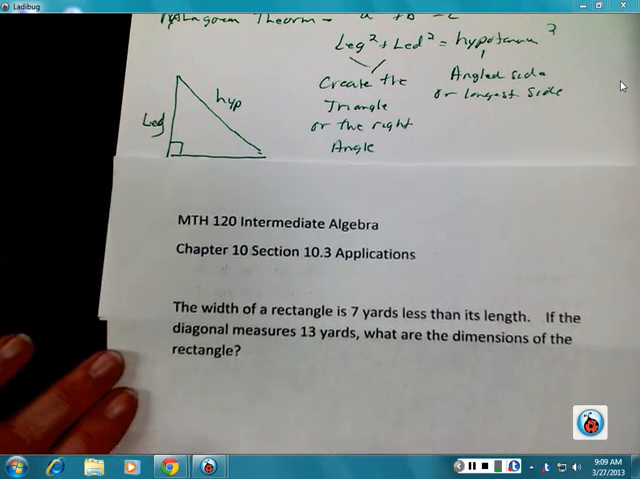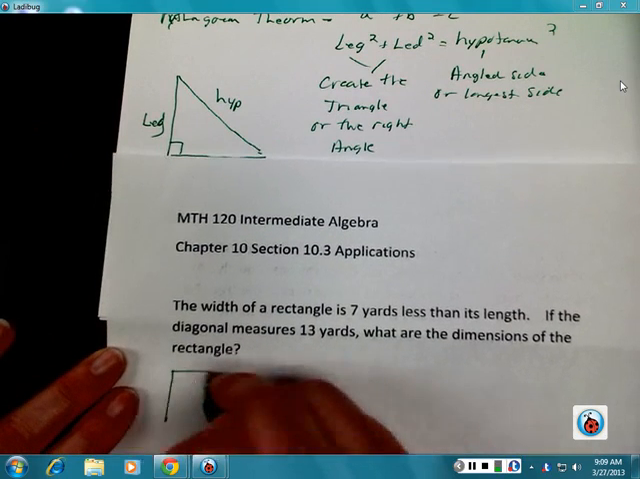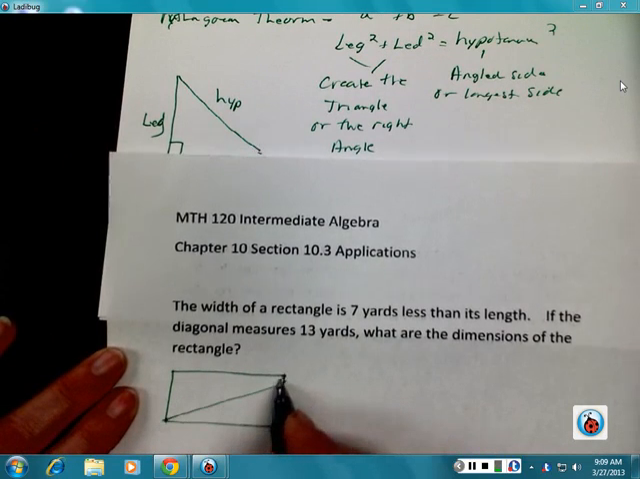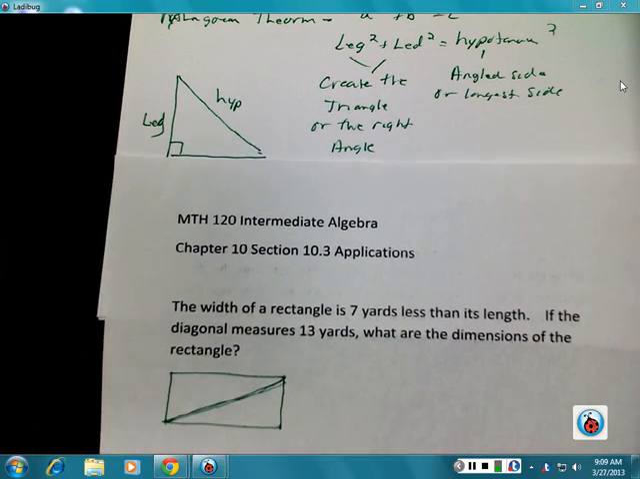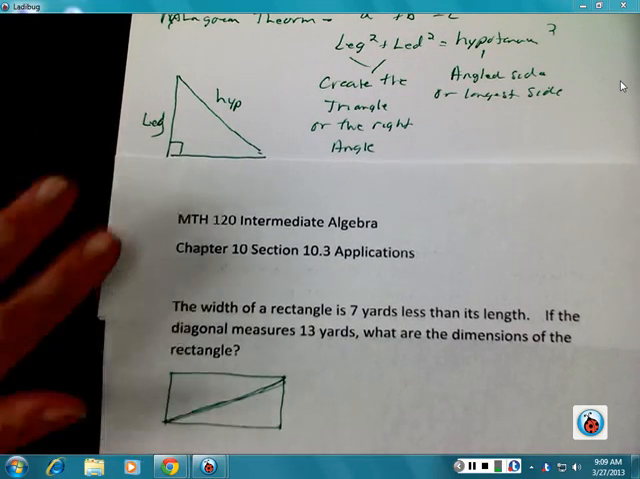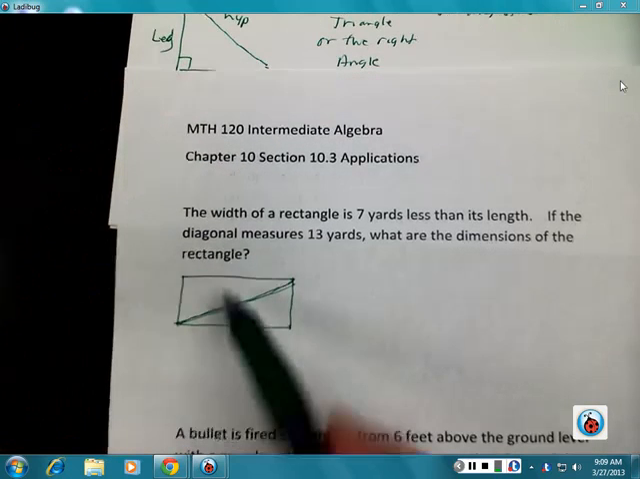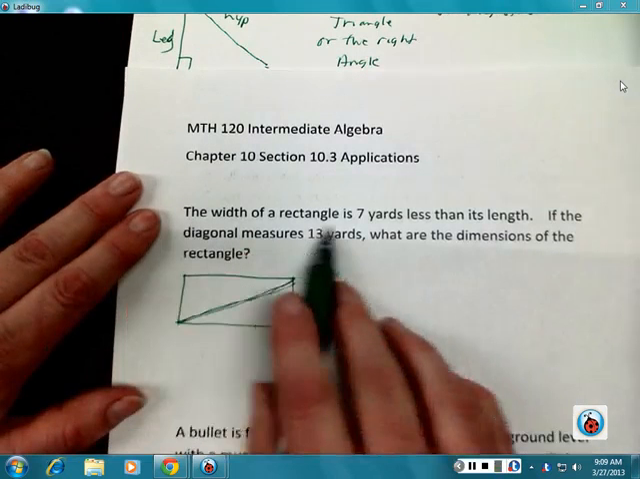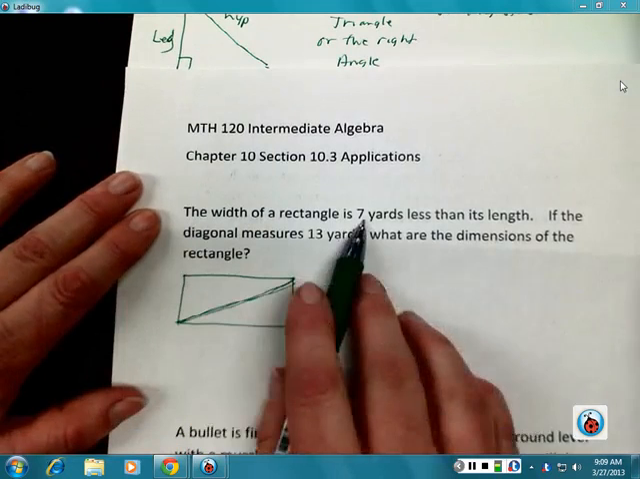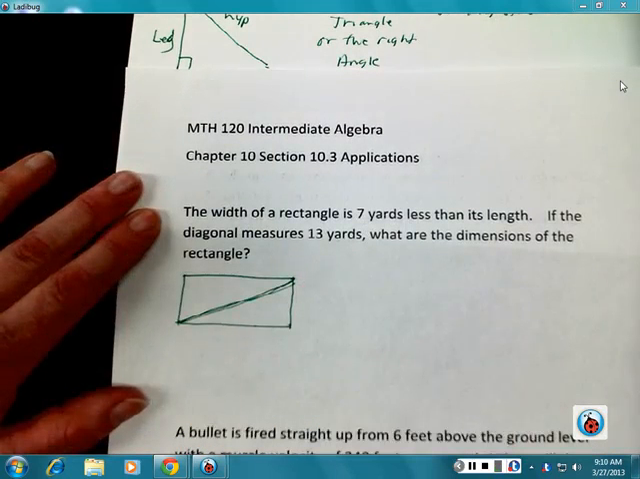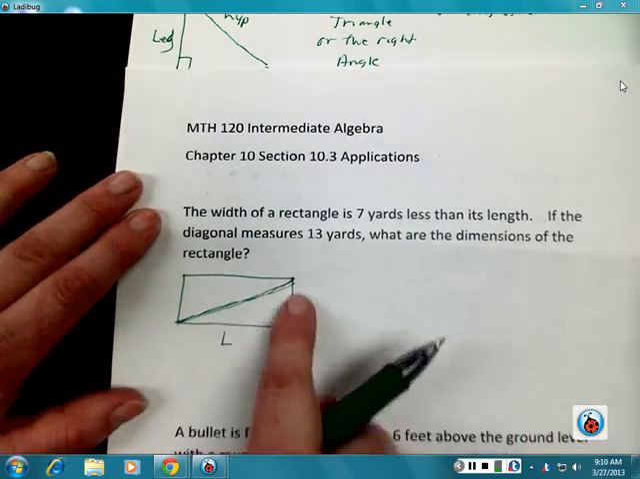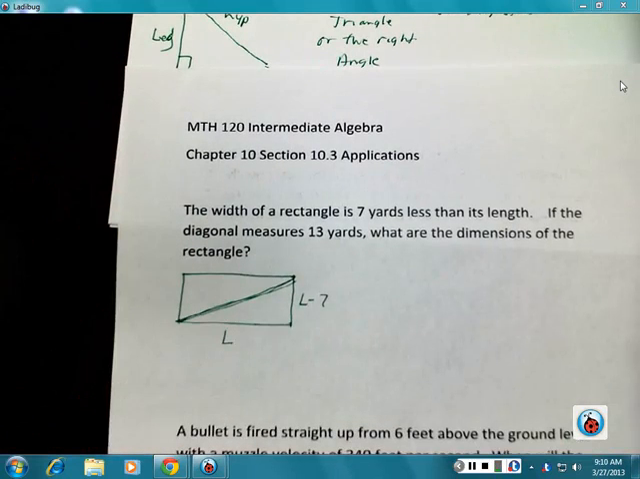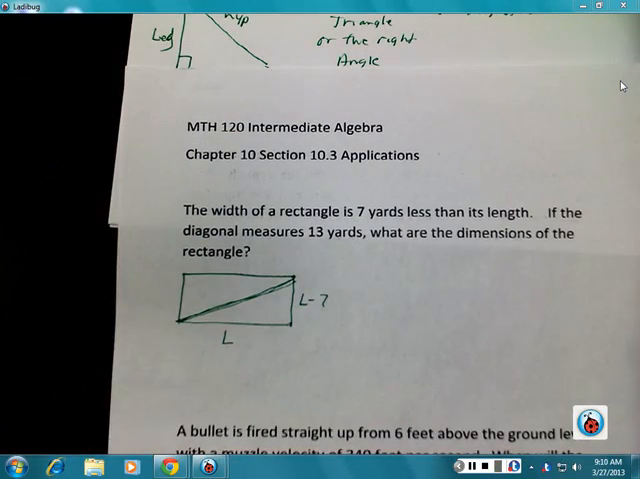So what this really means is that if I have a rectangle like so, a diagonal means I'm taking that rectangle and splitting it right down the middle. And when I split my rectangle in the center, what happens to it? Well, it makes 2 triangles. So what do I know from the information above? The width of the rectangle is 7 yards less than the length. So here's my length, and my width is the length minus 7. We okay? So far so good?